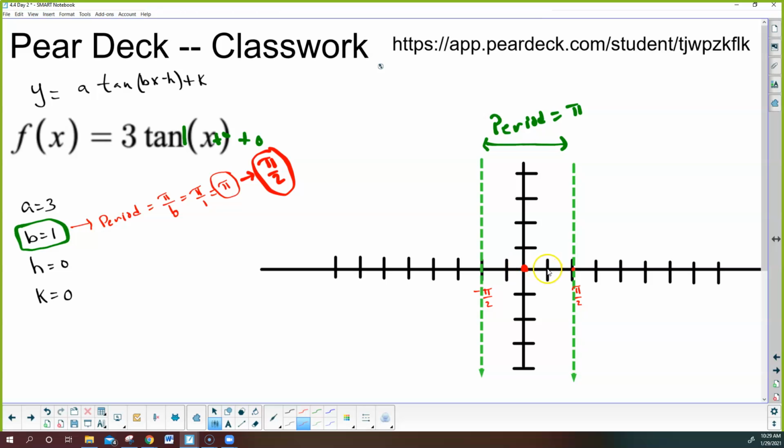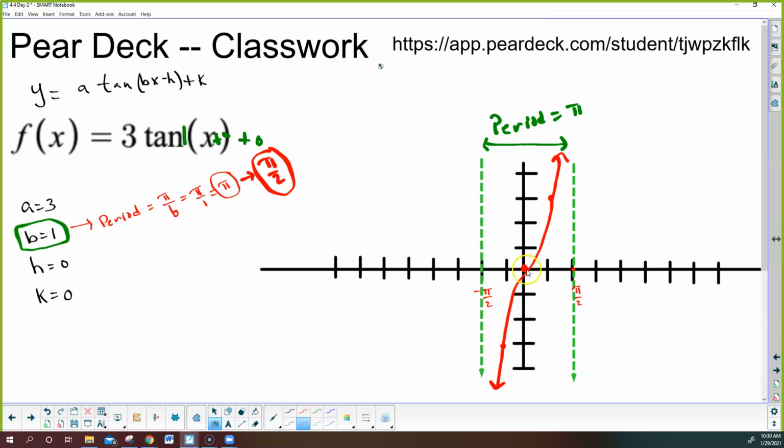And when we go over the first tick mark, we go up whatever the a value is. Well, in this case, the a value is 3. So I'm going to go over 1, up 3. And to the left, we go over halfway and down 3. And then that graph of tangent kind of has this little curve to it. And think of that 3 as just a vertical stretch.